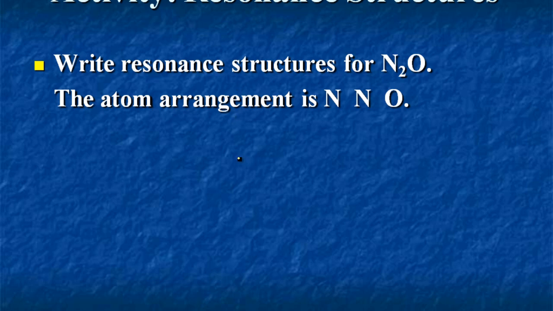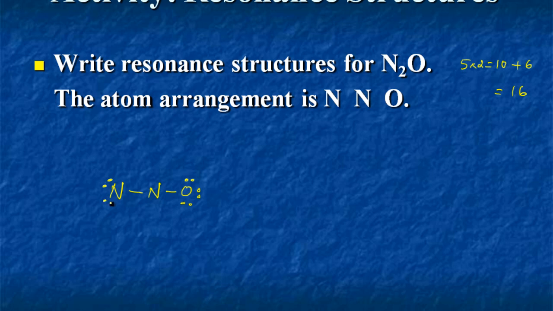So, if you do the structures of N2O, it has been shown that the atom arrangement is N, N, O. So, what are the possibilities? How many valence electrons do we have here? 5 times 2, 10, plus 6, 16 electrons, right? So we are showing 4 now. 1, 2, 3, 4, 5, 6. 6 plus 2, 8, plus 2, 10. We can show 6 more.